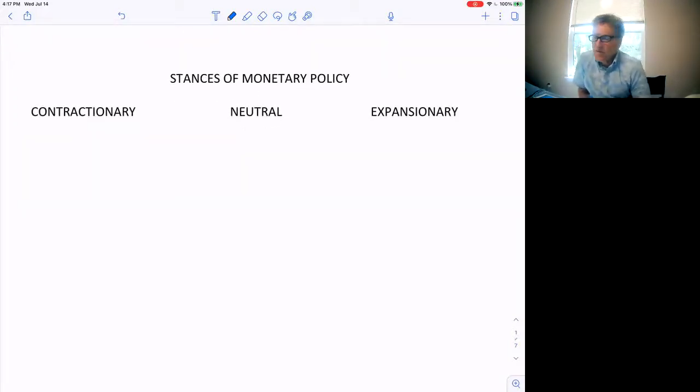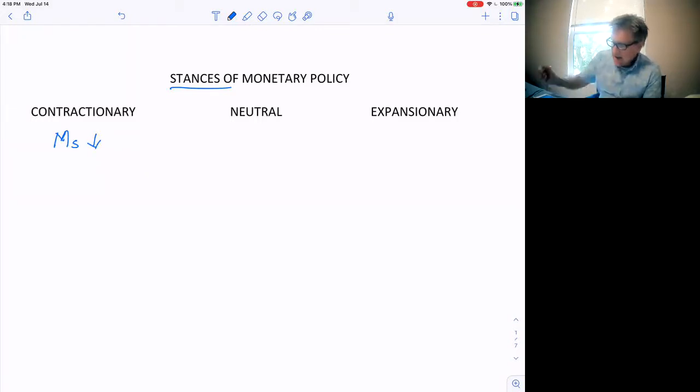Now, the Federal Reserve can have a policy where they're being expansionary, trying to expand the economy, or contractionary, or maybe a neutral policy. And we refer to this as the stances of monetary policy. How is the FOMC thinking today about the economy? Are they being expansionary or contractionary? So contractionary policy, remember, is contracting the money supply, bringing the money supply down. Expansionary policy is increasing the money supply.